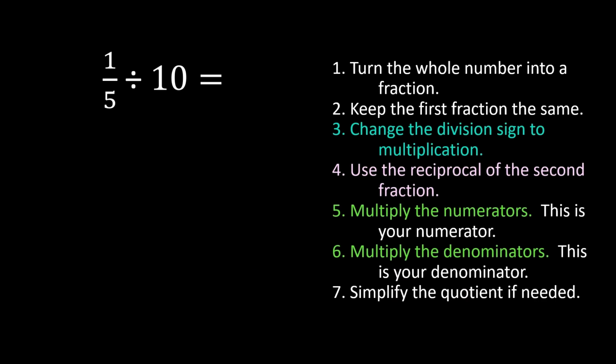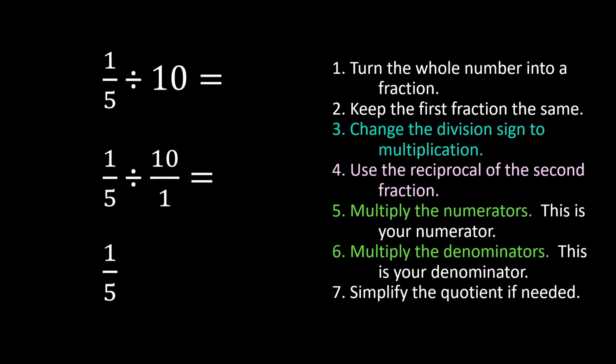In this example, we have 1/5 divided by 10. And our first step is going to be to make our whole number into a fraction. And to turn a whole number into a fraction, we simply put it over 1. So I'll have 1/5 divided by 10/1. And then we're going to work through the steps of dividing fractions. And that first step of dividing fractions is to keep our first fraction exactly the same. So 1/5 is going to stay 1/5.